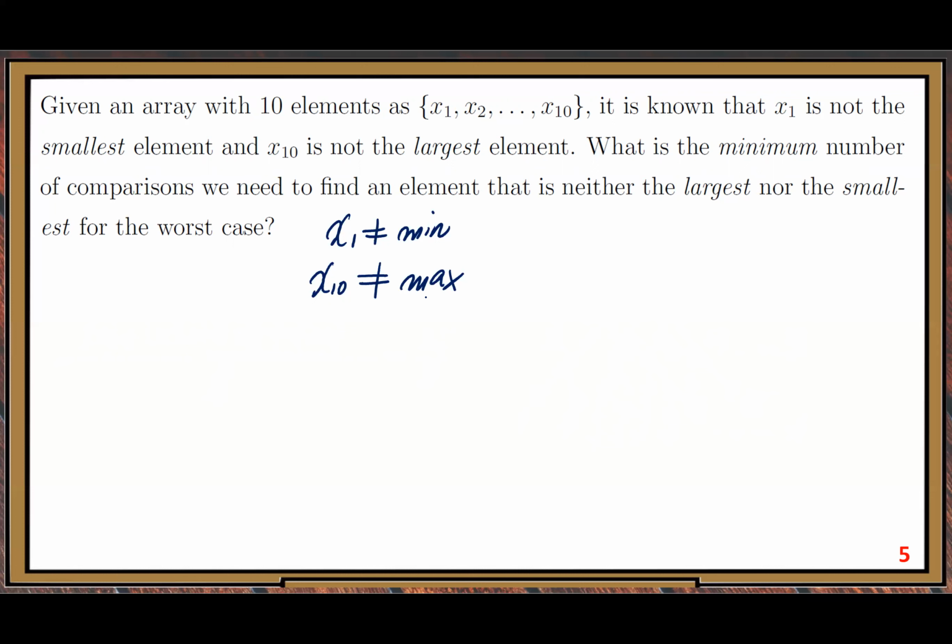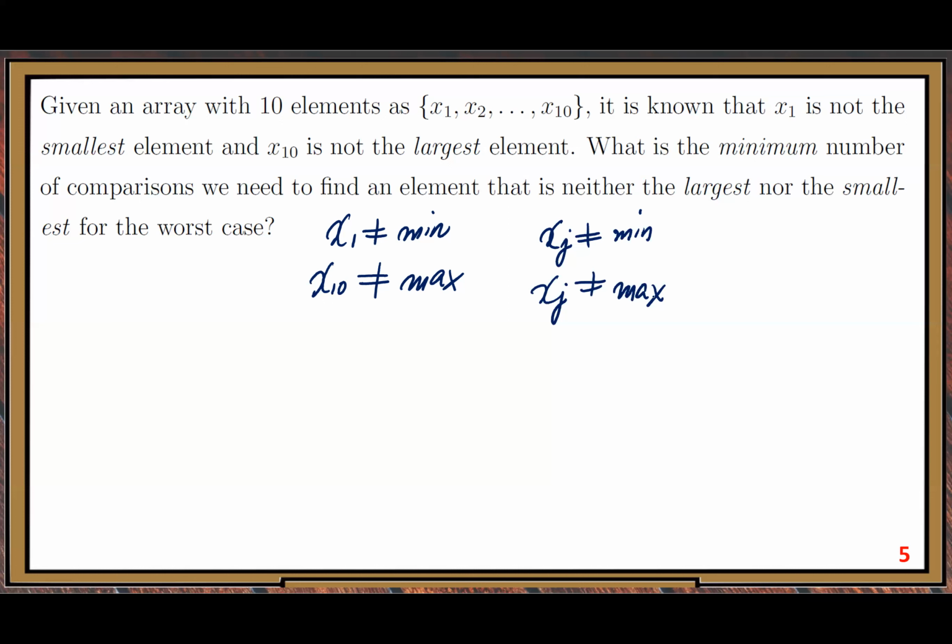Minimum. X1 is not a minimum. First, here we need a minimum number of comparisons to find an element that is not a minimum. All right. So now we need to find some xj not the minimum and xj not the max.